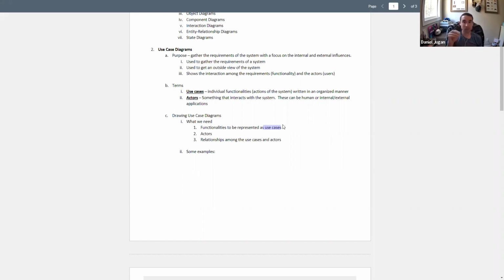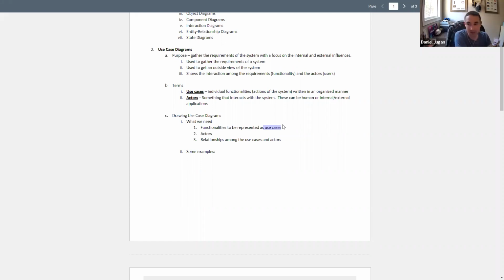So that's the first thing. We need use cases. Those are going to be represented as rounded rectangles, where each different functionality of the system is represented as a rounded rectangle. And we'll look at an example here in just a minute. All right, so that's the first thing, functionalities of the application. Second thing, actors. These are different entities that can interact with the system.